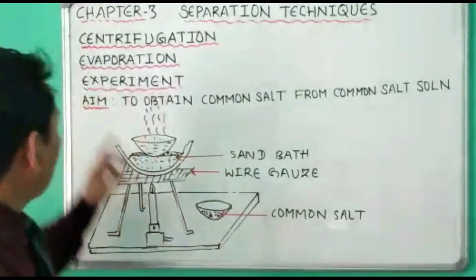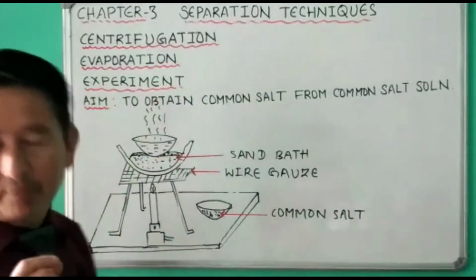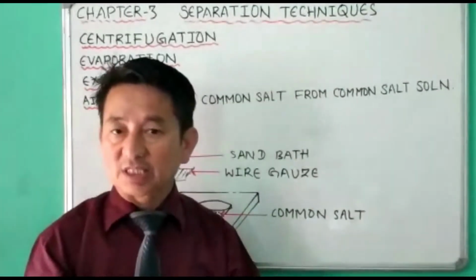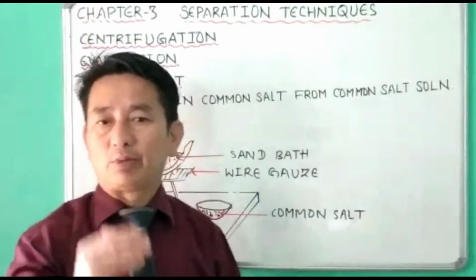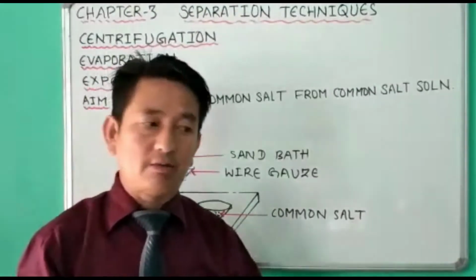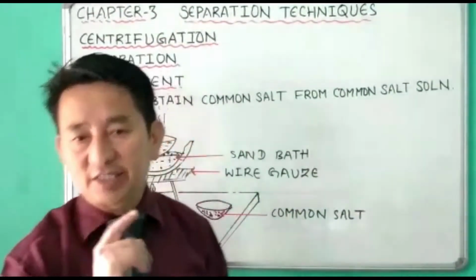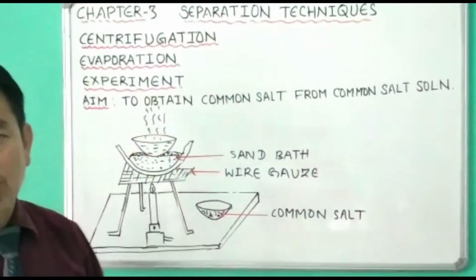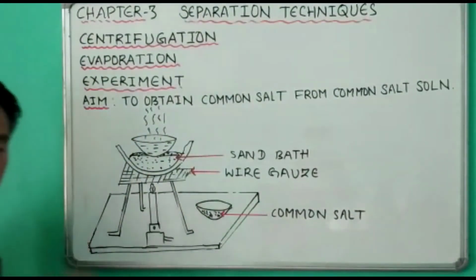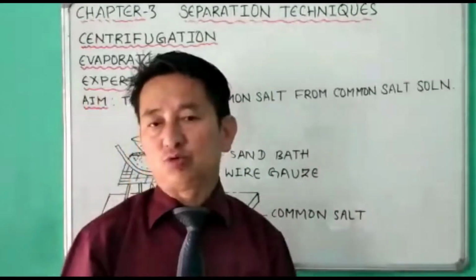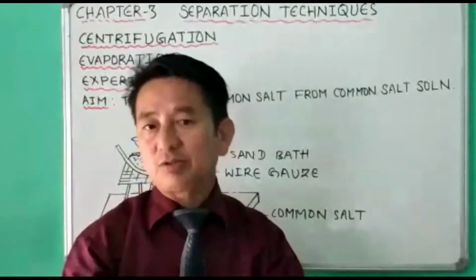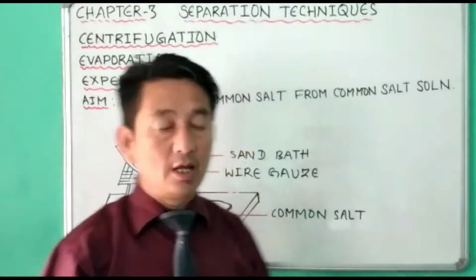Now next, evaporation. What is evaporation? Evaporation is a change of state from liquid to vapor, either by exposing the liquid to open air or by heating the liquid below its boiling point. This evaporation is used to recover the dissolved salt in a liquid.